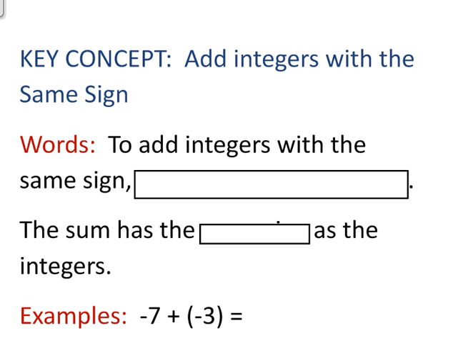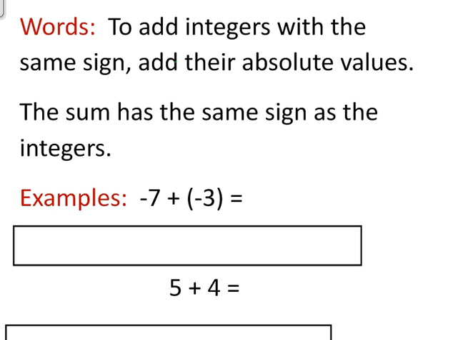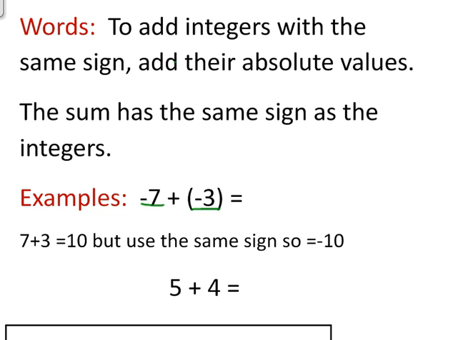Additive inverse. Key concept, adding integers with the same sign. If I have two integers with the same sign, all I have to do is add their absolute values, and the sum has the same sign as the integers. So here's an example. I have -7 plus -3. They have the same sign, so I can simply add them together. I get 10, and I use the same sign that they had to begin with, so I use -10.